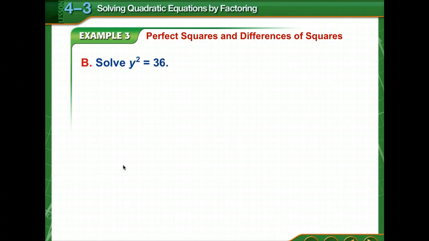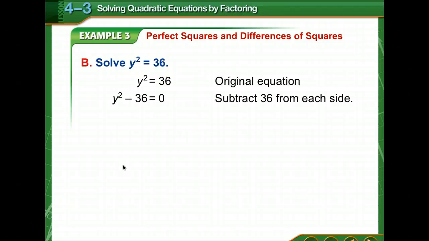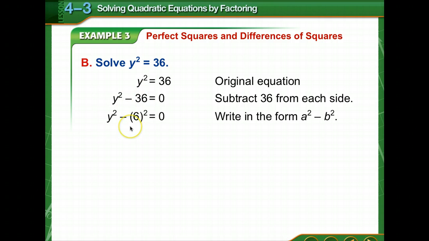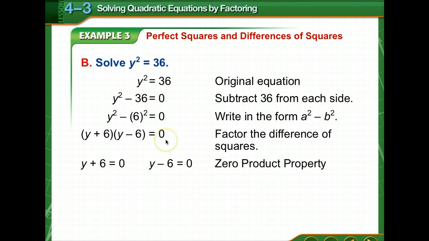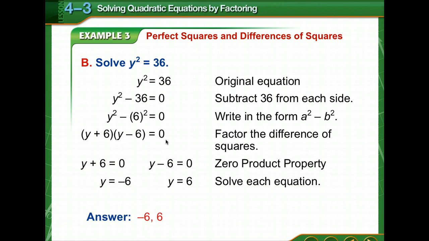How about this one? Well, if we subtract 36 from both sides, we have a difference of 2 perfect squares. So y plus 6, y minus 6. We're going to set each one equal to 0. So our answer is going to be negative 6 and a positive 6.